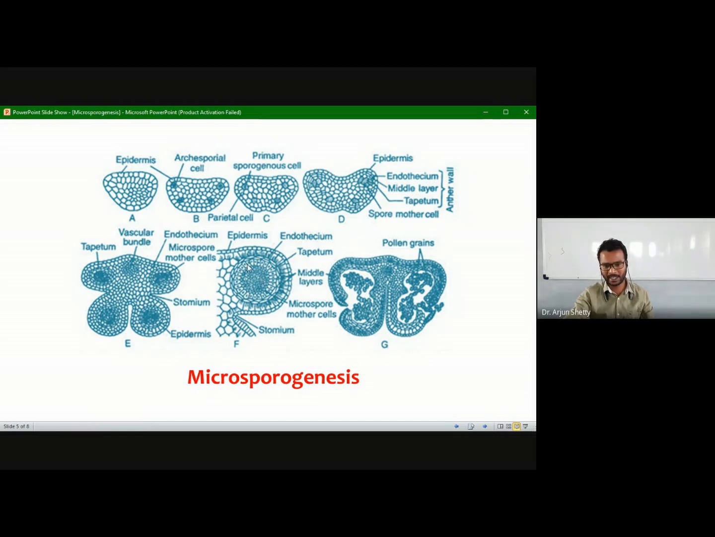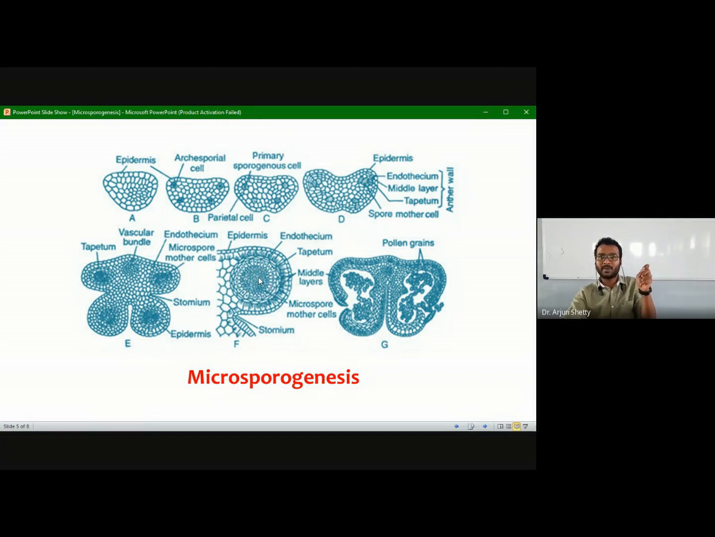And here we can see the vascular bundle connectivity, which is connected to the plant itself, the phloem as well as the xylem, still connected to this. Finally, we are going to see the structure like this. When the microspore mother cells are there, you can see the arrangement like this.